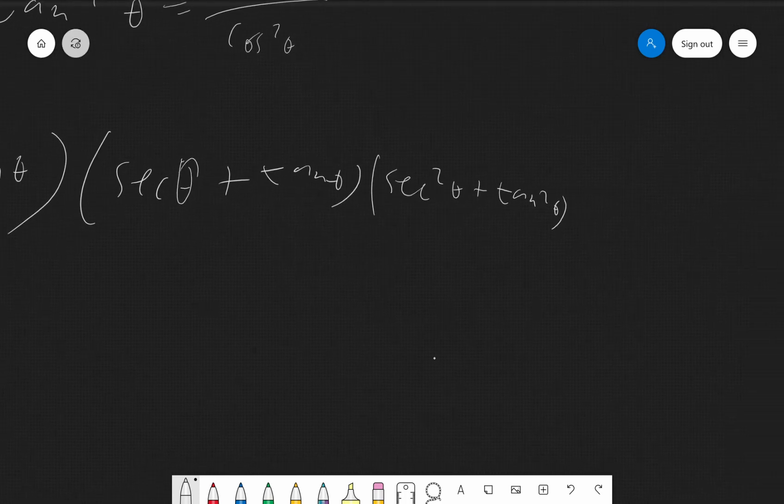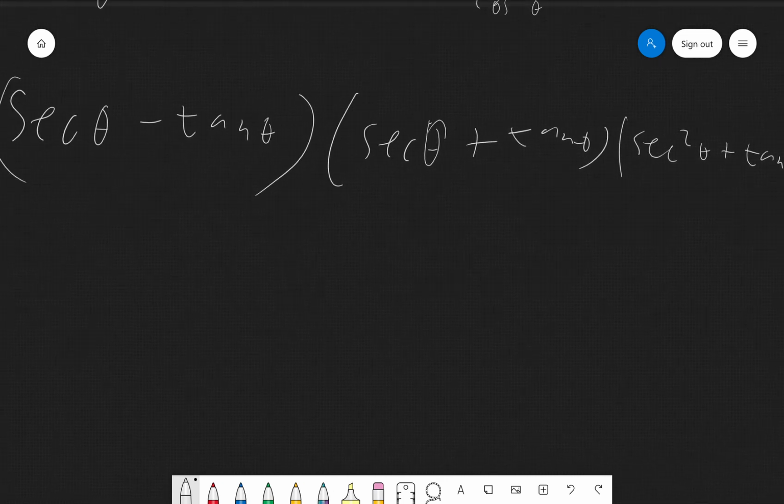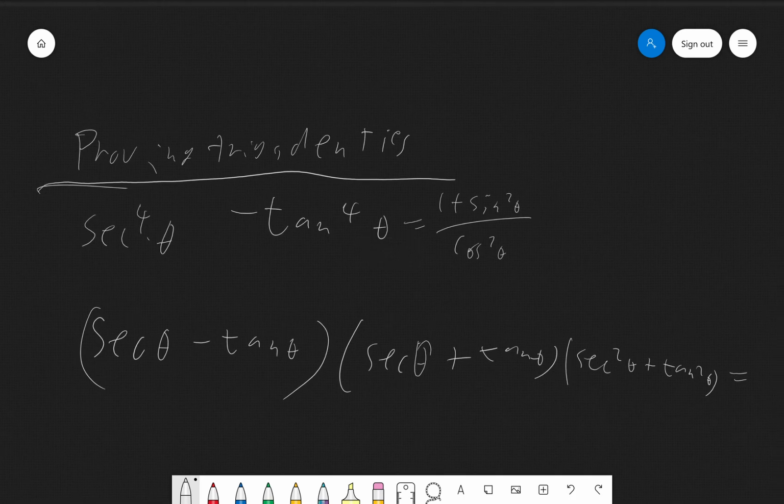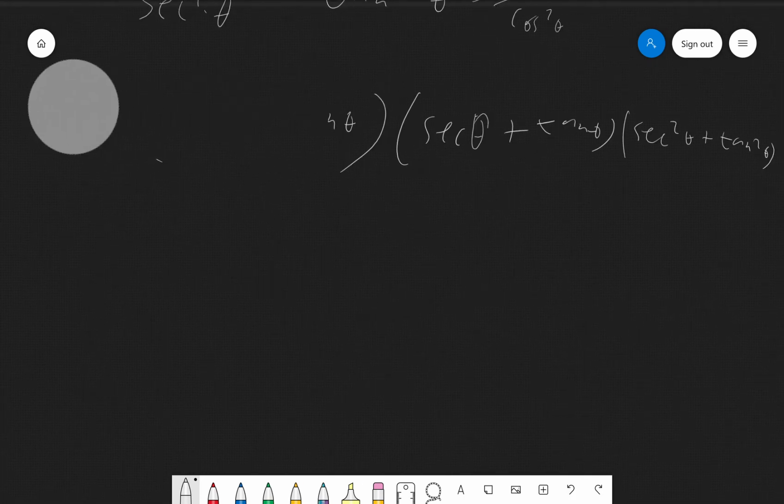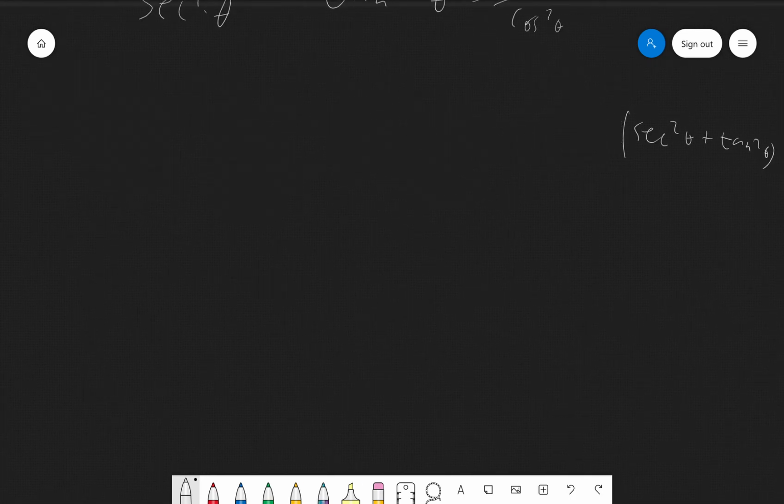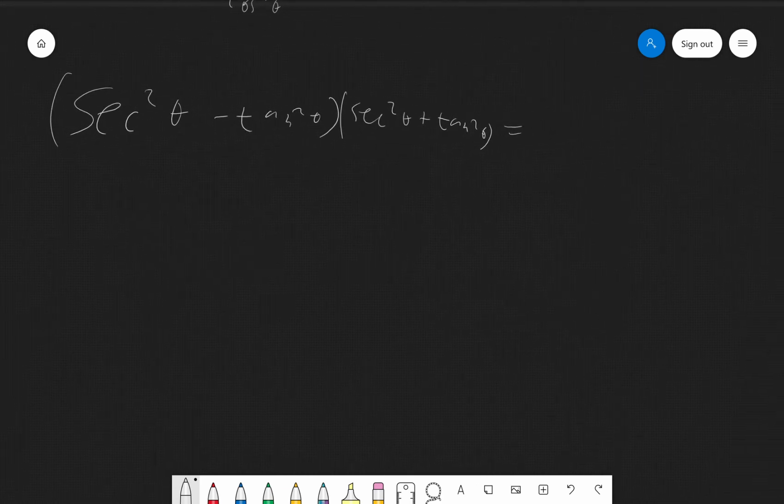And now that is equal to, you know what? I'm just not going to do this. I think that'll be better. So secant squared of theta minus tangent squared of theta. Okay, there we go. That is still equal to 1 plus sine squared of theta over cosine squared of theta.